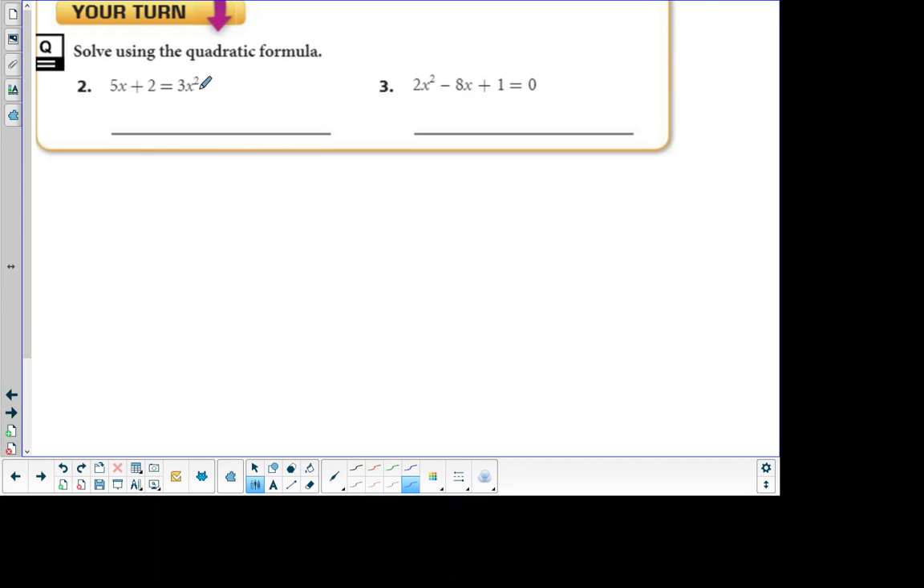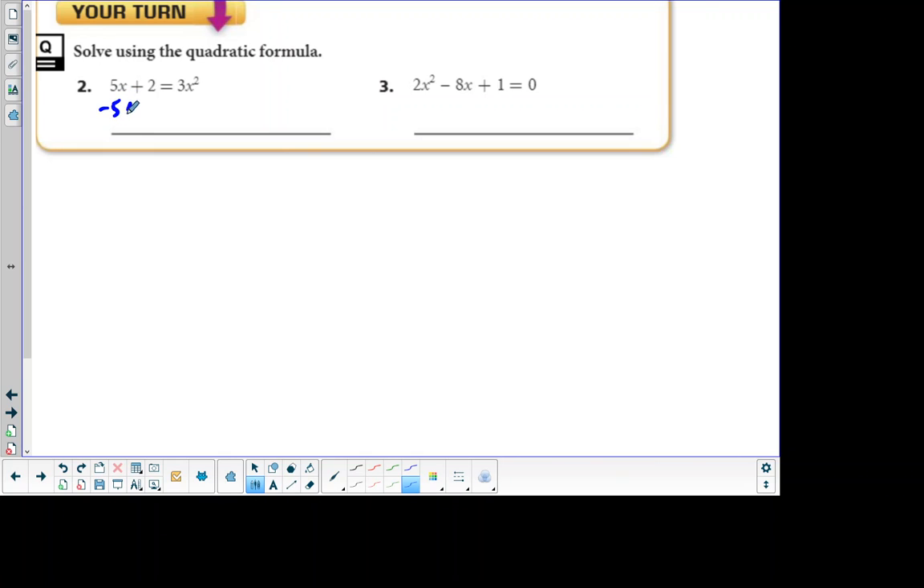So it tells us to solve using the quadratic formula. First, we need to make sure it's in standard form. It's not. So I can either move the 5x plus 2 over to the other side, or I could subtract the 3x squared and put it over here. I like to keep the a value positive, and you'll see that in most math books, and math teachers will say the same thing. So I'm going to move the 5x plus 2 over to the other side and make this side equal to 0.